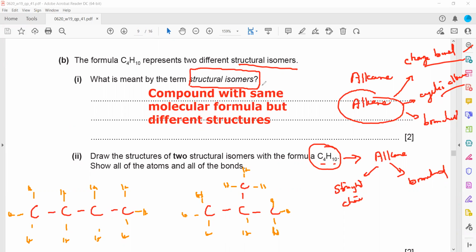To know whether your structure is correct, you can simply count the number of atoms. Like here, 1, 2, 3, 4 carbon atoms are there. And when you count the hydrogen, it will be 10. Here also, 4 carbon and 10 hydrogen. So means your structures are correct.